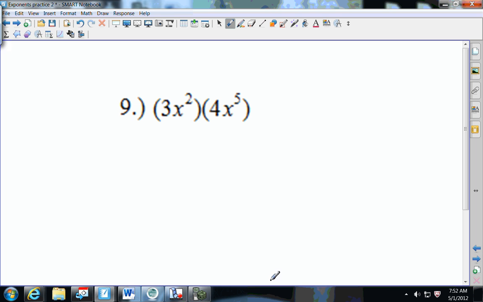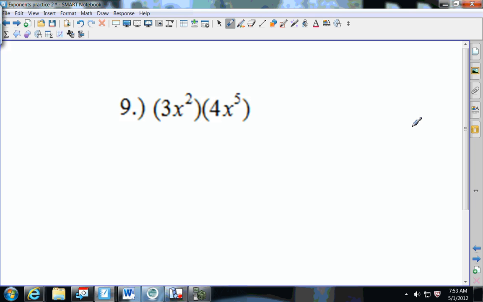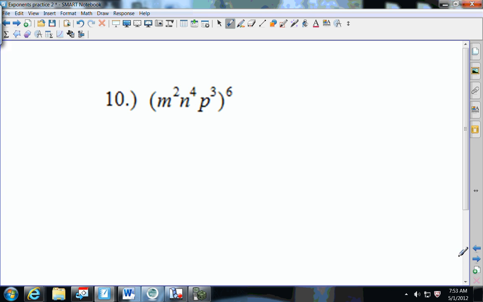Next one. Answer this question. Now, while you're looking at this problem, you should see that all we're doing is multiplying these two terms. So you'll take these numbers here, 3 times 4, and get 12. Since we're multiplying, we add the exponents and we get x to the 7th. That should be your answer. Next one. There we go. Let's answer this question. You have about 20 seconds.